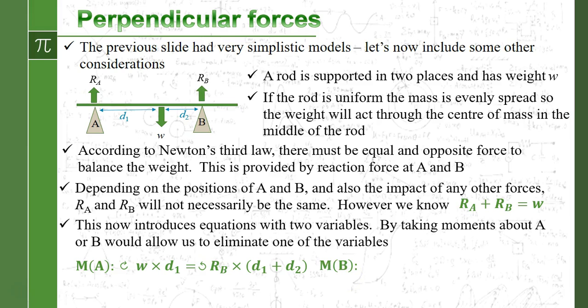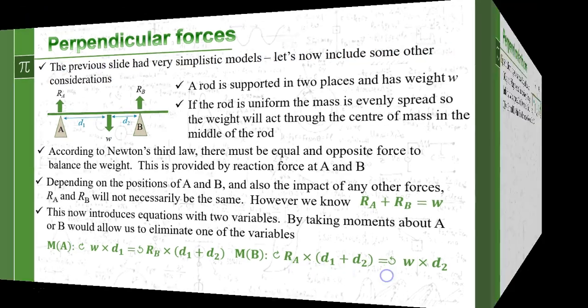Likewise, if I took moments about B, let's do it the other way around. So moments about B going clockwise, what we've got is the reaction at A times by D1 plus D2, and then anti-clockwise would be weight times by D2. And what you'll notice is this equation here, the variable we've got is RB, the reaction force at B, whereas in this equation here, we've got the reaction force at A. So a careful choice of where to take moments around can help us eliminate bits and pieces and allow us to just isolate the ones we want to deal with.